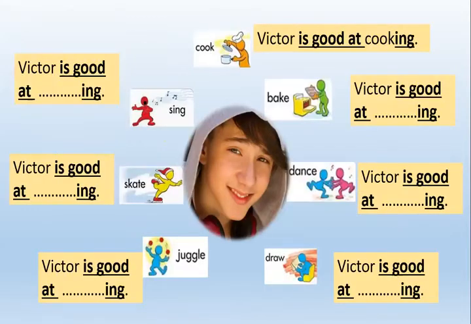So let's continue talking about Victor. The first verb is cook. So Victor is good at cooking. What about bake? Victor is good at baking. Exactly. What about dance? Victor is good at dancing. What about draw? Victor is good at drawing.